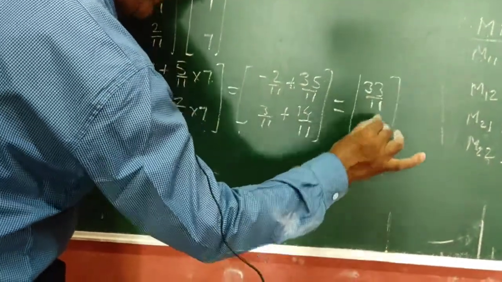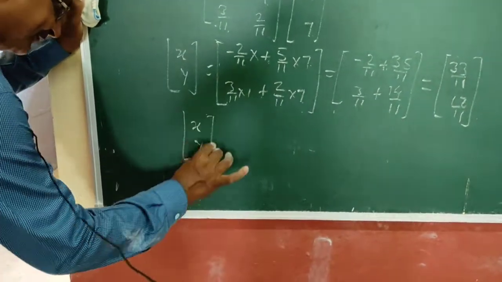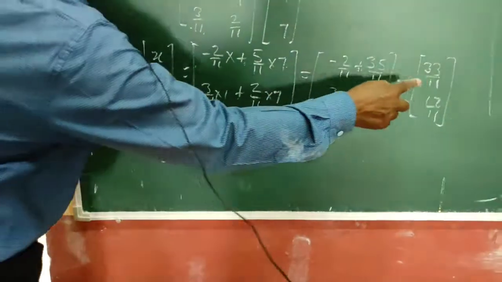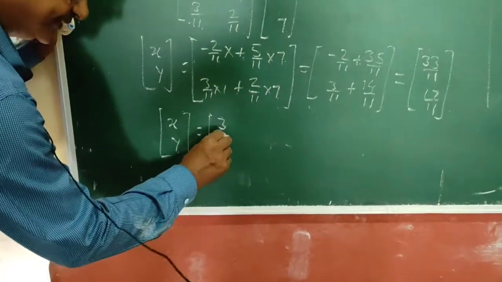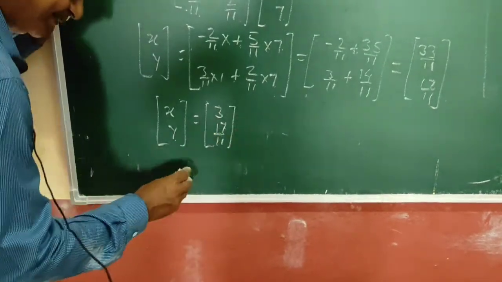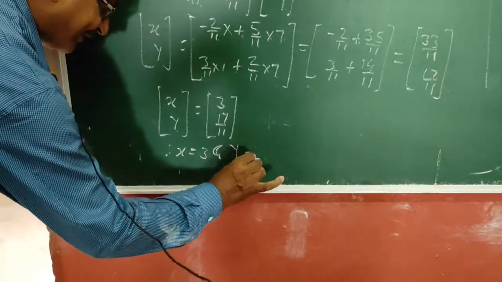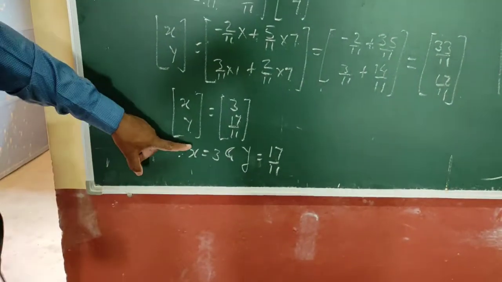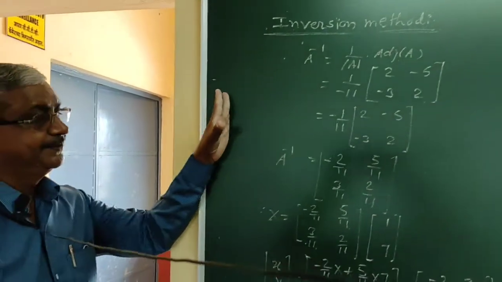So this is your matrix X, that is matrix x, y is equal to 33 by 11, which is 3, and 17 by 11. So this gives us, therefore, x is equal to 3 and y is equal to 17 by 11. So this is the required solution of the given system of equations by the inversion method. Thank you.